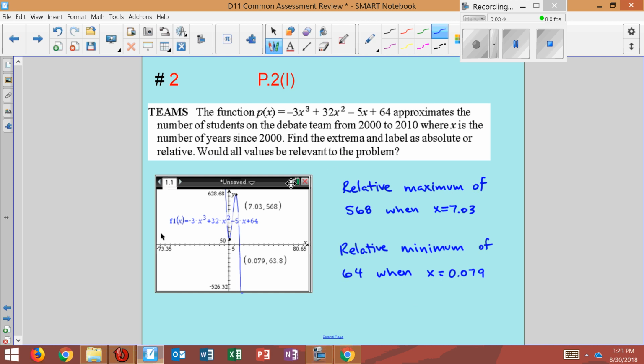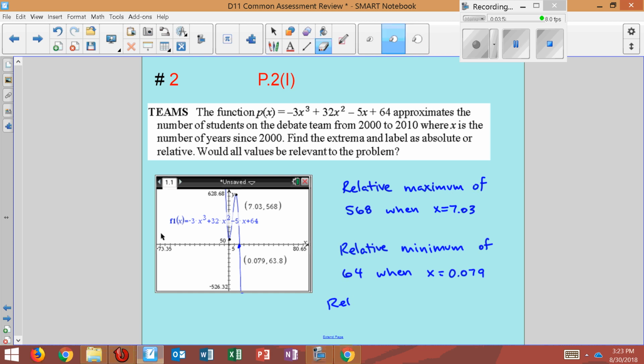Now, would all values be relevant to this problem? No, because you can't have negative values. So past 2010, all these are irrelevant. So you need to know that the relevant time would be only relevant time here.